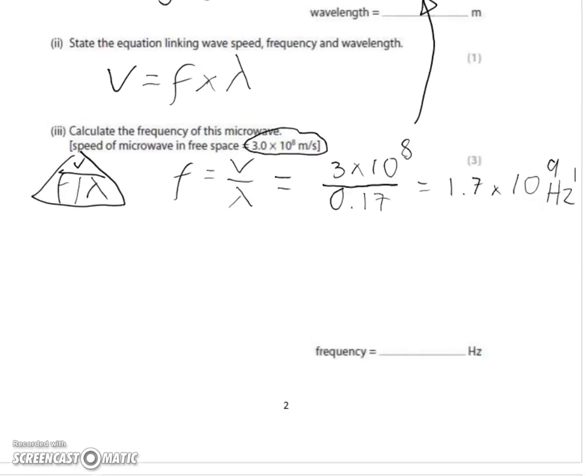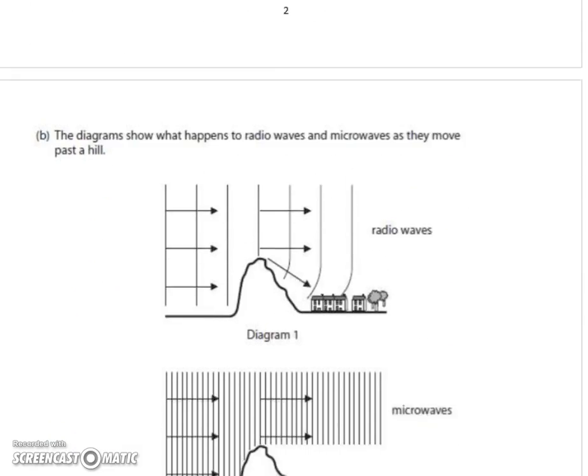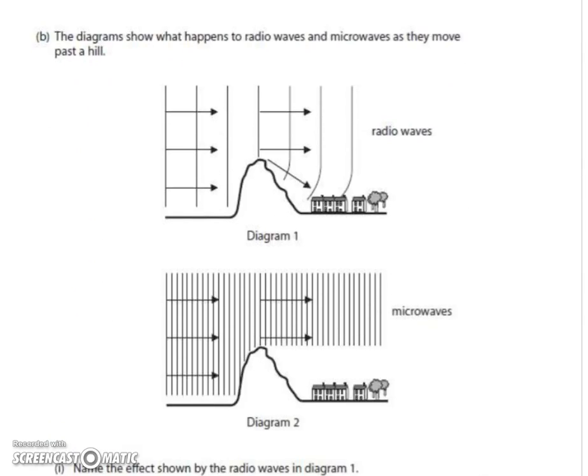The next part of the question is looking at radio waves and microwaves as they move past a hill. Now the radio waves have got a large wavelength. We can see that here from the diagram that the wavelength is the distance between these wavefronts, while we've got a small wavelength here for the microwaves. The radio waves are much larger wavelengths.